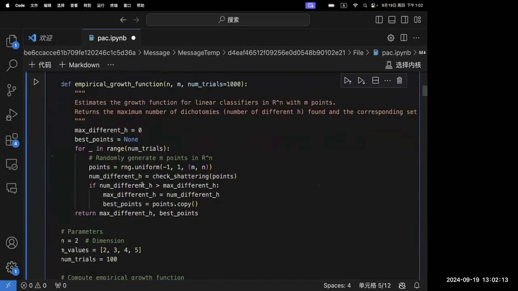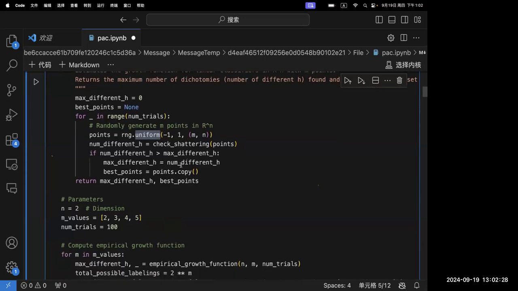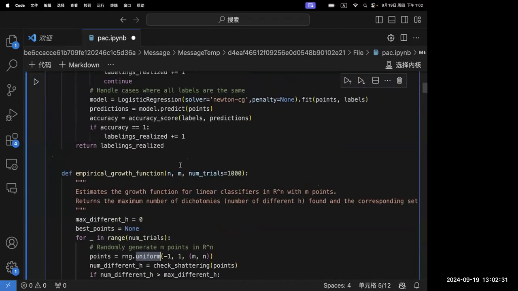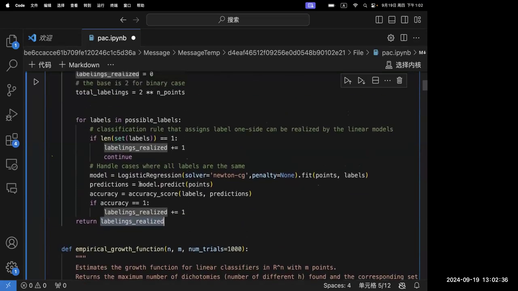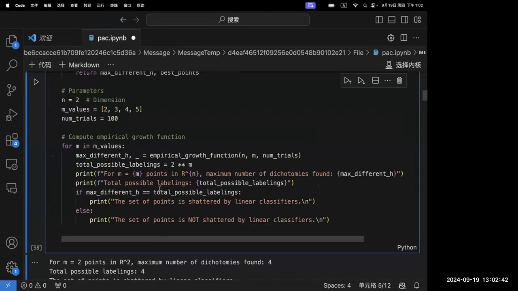Okay, so we keep repeating this process. Basically, we are trying different combinations of the input points, and we are checking if they can be shattered. If the number of classification rules being realized is equal to the total number of possible labelings, this means that for this given set of inputs, it can be shattered.